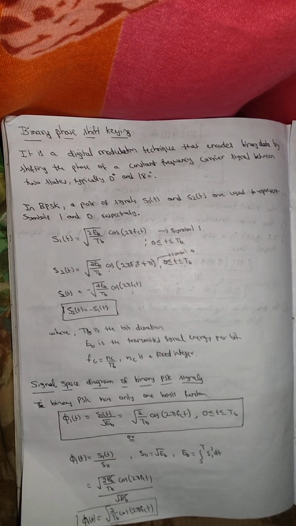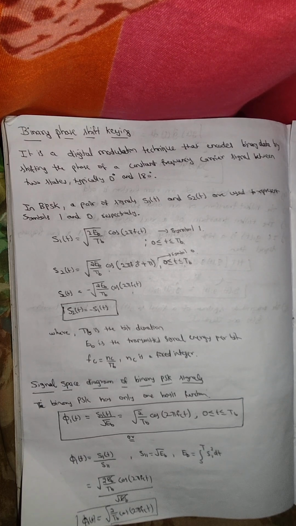In binary phase shift keying, a pair of signals S1(t) and S2(t) are used to represent symbols 1 and 0 respectively. S1(t) is given by √(2Eb/Tb) cos(2πfct), for symbol 1. S2(t) is equal to √(2Eb/Tb) cos(2πfct + π), for symbol 0. S2(t) is equal to minus S1(t).